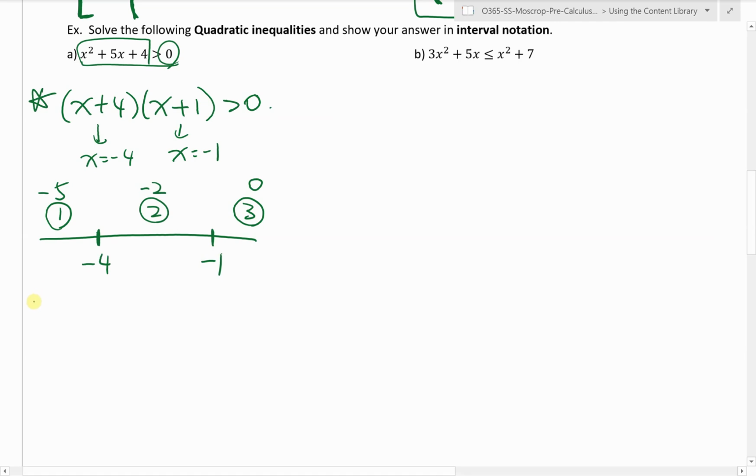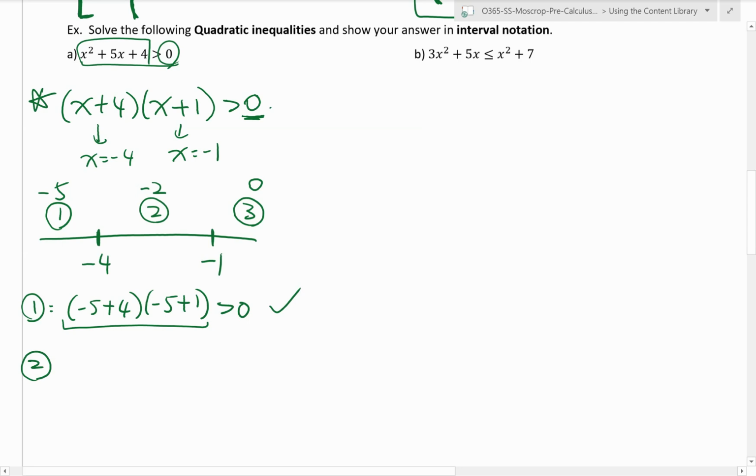For region 1, I'm going to plug in negative 5 into x and see what I get. You don't actually need to calculate. Well, you do and you don't. Because we're comparing against 0, what you need to figure out is if this is positive or negative. Negative 5 plus 4 is a negative number. Negative 5 plus 1 is another negative number. We have negative times negative, which is positive. So this makes sense. I'm going to put a check mark beside number 1.